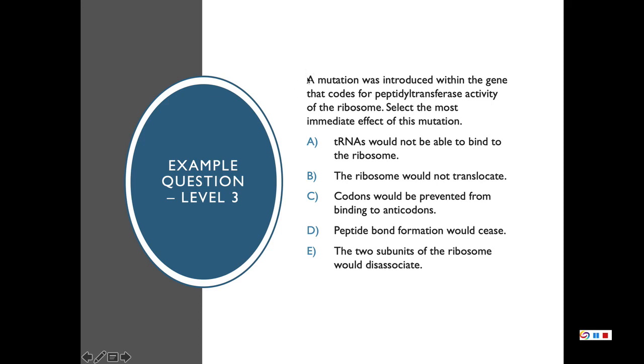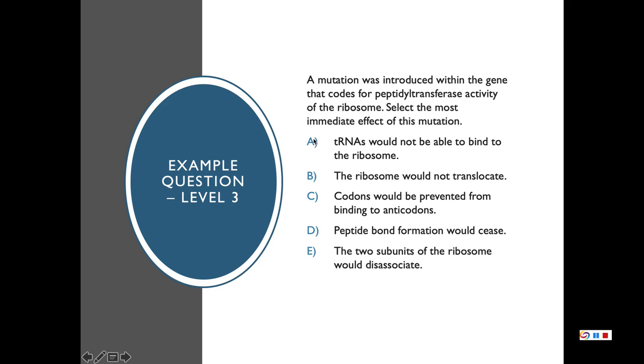So in our question, a mutation was introduced within the gene that codes for peptidyltransferase activity. So a student needs to know what peptidyltransferase activity is. And peptidyltransferase activity of the ribosome is the catalytic activity of the ribosome. This is the part that actually forms a peptide bond. So if a peptide bond can't be formed, then the most immediate would be peptide bond formation would cease, and that would stop. Some of the other answer choices, transfer RNAs would not be able to bind to the ribosome.